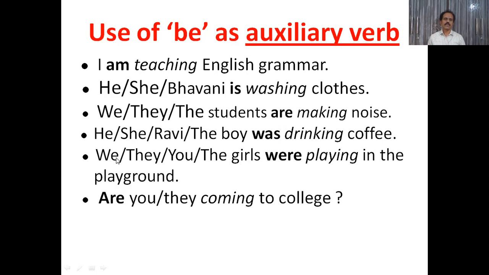Next one. We, they, you, the girls were. Yes, you, whether singular or plural, and other subjects are in plural. Were playing in the playground. Of course, playing is the action word, the main verb. Were is helping to tell about the tense of this action. Yavaga playing, yavaga ಆಡ್ತಾ ಇದ್ರು, when were playing. So in the past. Plural subject, past tense, we use were here.